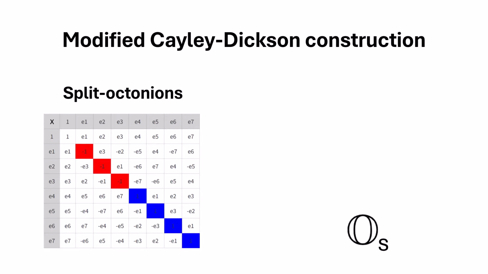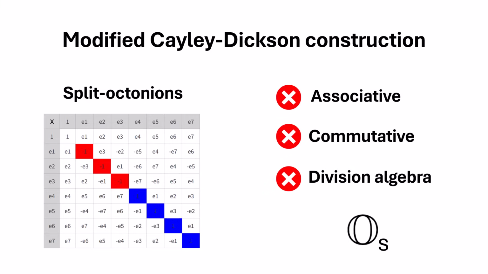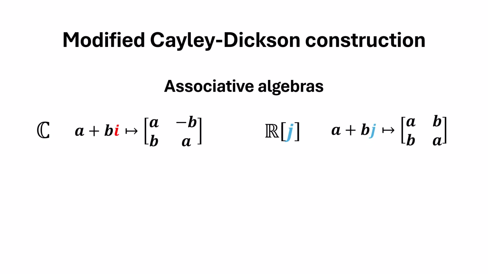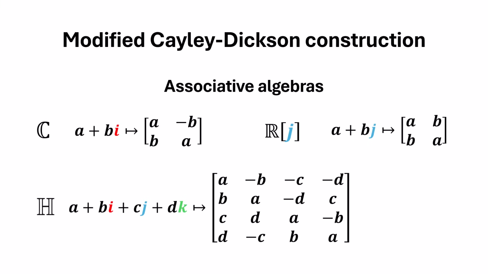At the next level, we arrive at split octonions. They are not associative nor commutative and not a division algebra. Associative algebras in general have an interesting property. They can be represented as matrices. Here are some ways of representing some hypercomplex numbers as real matrices.